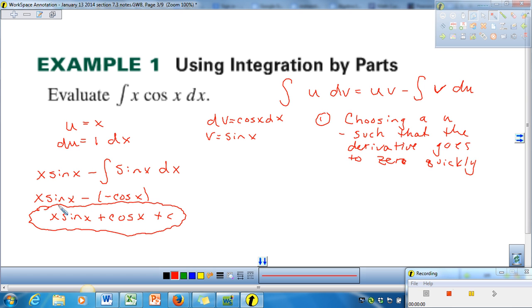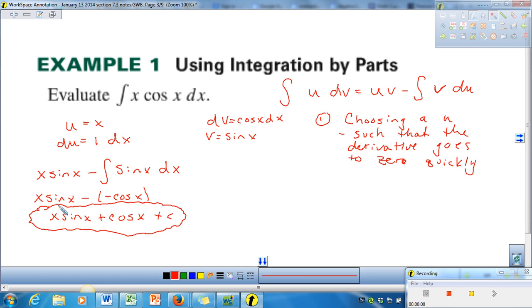Now, a couple of things I want to talk about. First off, this integral that we ended up with here, the integral of sine x dx, was a very easy integral. We knew how to take that antiderivative. That was no problem. But sometimes when you use integration by parts, when you subtract this integral, it's another integration by parts.